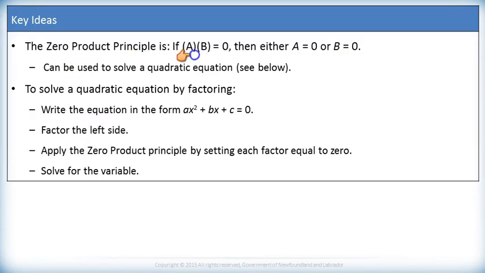To review, the zero product principle says if two numbers are multiplied to get 0, one of those numbers must be equal to 0. And we can use that to solve a quadratic equation by writing the quadratic equation in the form ax squared plus bx plus c equals 0, factoring it, applying the zero product principle by setting each factor equal to 0, and solving for the variable.